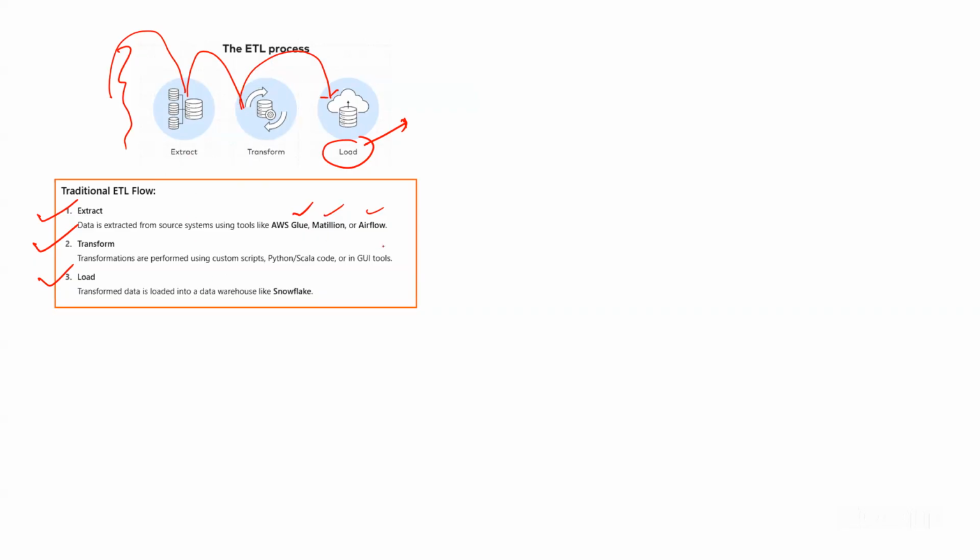For transformation, you can make use of any UI based transformations, or you can write your Python code, you can write your Scala code, you can make use of SQL also for the transformation, and then you can load that into a warehouse. It might be Snowflake, Redshift, or BigQuery, any of the warehouses we can load. Okay, but what's the disadvantage of this?